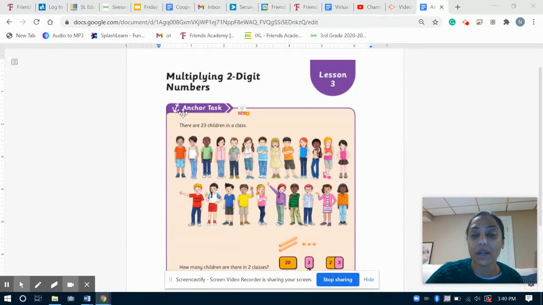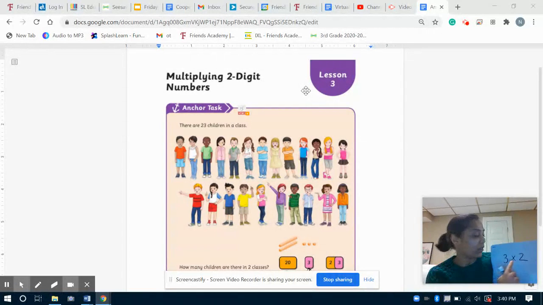So again, we're looking at multiplication. It says here, multiplying two-digit numbers. So we're now no longer multiplying single digits, meaning a problem like 3 times 2, single, right? That means 1 and 1, with the product being 6. Don't forget, these are called factors. This is a factor, this is a factor, and this is known as a product.